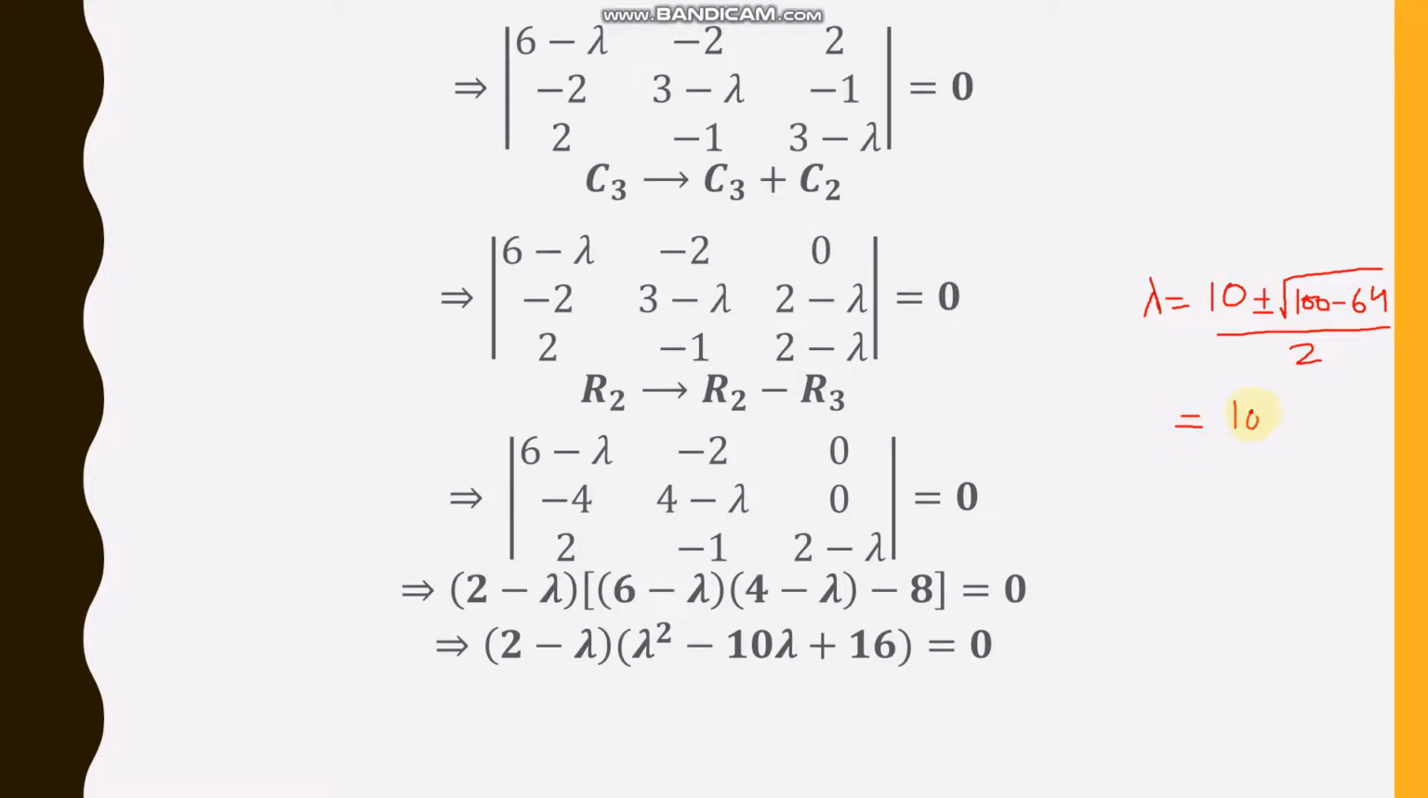So it is 10 plus minus 6 by 2. One value of lambda will be 16 divided by 2, which is 8. And the other value of lambda will be 10 minus 6, 4 by 2, so 2. So we get the values of lambda to be 2 and 8. So eigenvalue 2 is repeating 2 times, and eigenvalue 8 is repeating only 1 time.